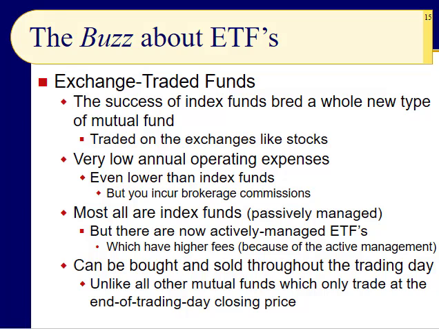And the success of index funds has bred a whole new type of mutual fund called the ETF, the exchange traded fund. Now, these work differently than regular mutual funds, because a regular mutual fund, the ones we talked about, the actively managed and the index funds, can only be bought and sold once a day, and you go through the mutual fund company. But ETFs on the exchange can be bought and sold throughout the day. You can buy them and sell them, unlike other mutual funds which only trade at the end of the trading day close, right?